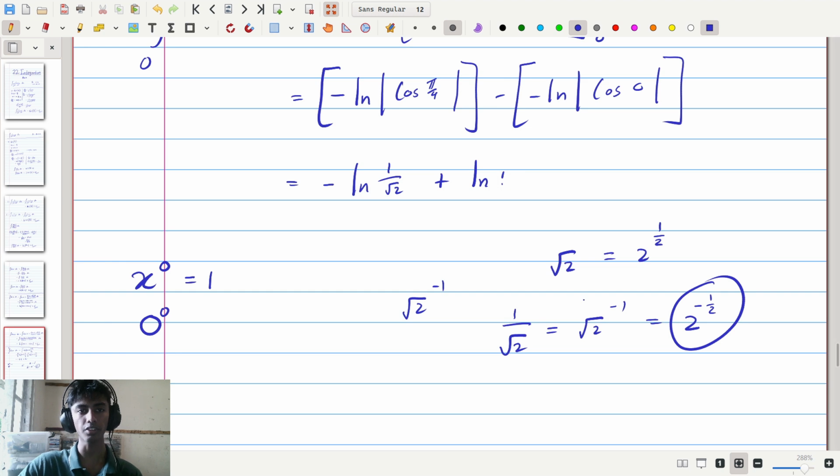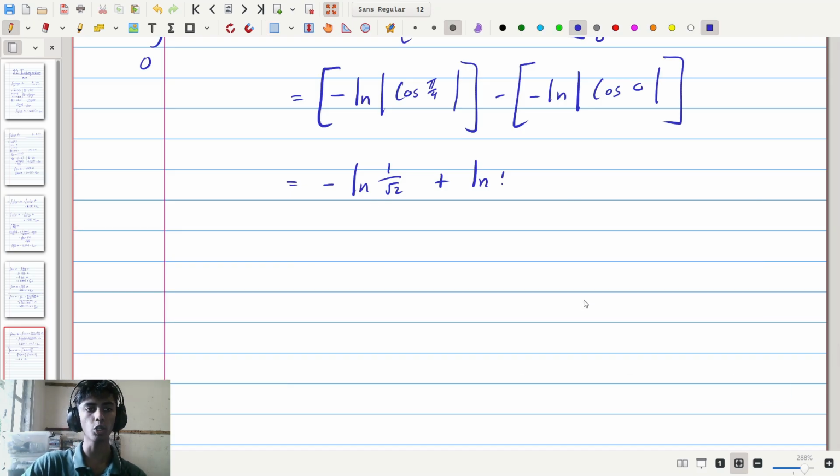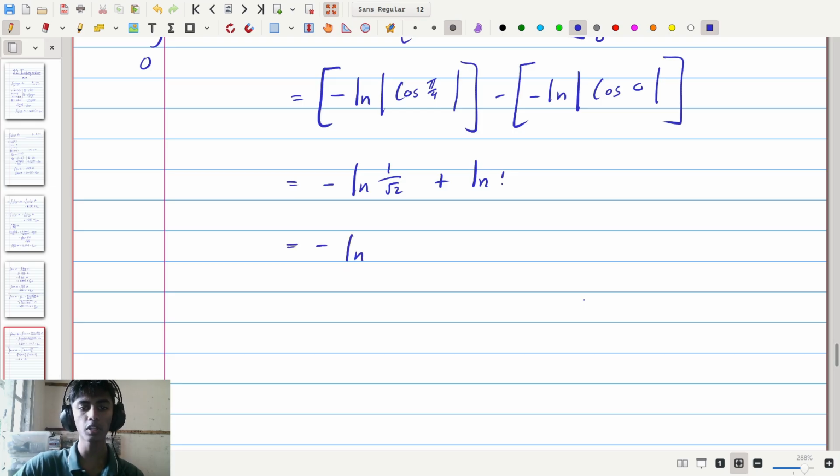We are not going to discuss that one. But any other value to the power of 0 is going to be equal to 1. Therefore, the logarithm of 1, in any base, is going to be equal to 0. Substituting those two in, we have negative natural logarithm of 2 to the negative 1 half plus 0, which we can cancel.